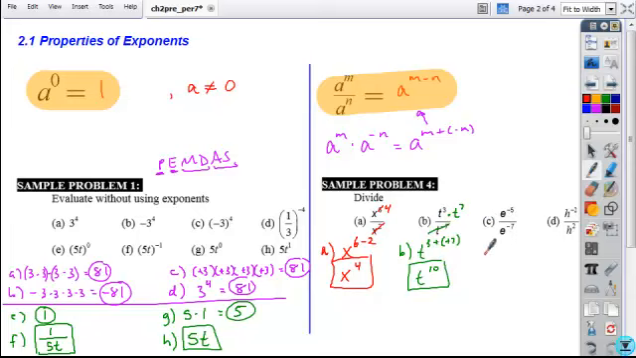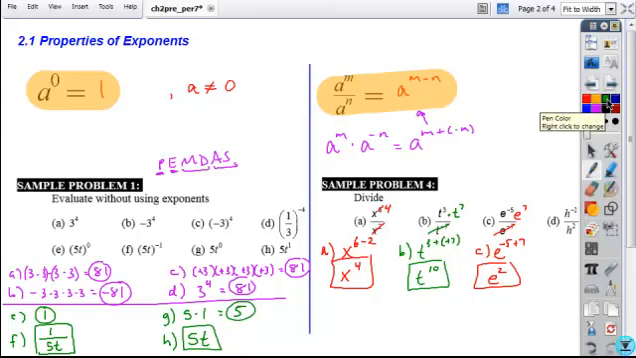Okay, problem C is the same. You have a common base, so you can either subtract their powers. So e to the negative 5 minus a negative 7 becomes a plus 7, netting you e to the positive 2, so e squared. Or you could move your base e up to the numerator, change the sign to positive, and then add their powers. So e to the negative 5 plus 7 still gives you e to the 2, or e squared.